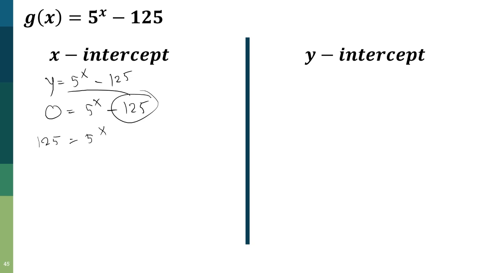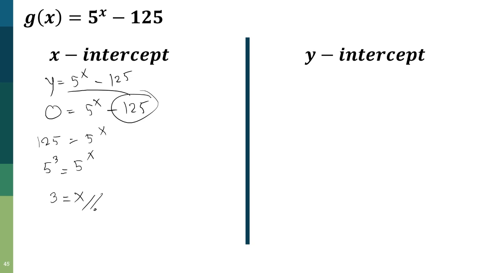is equal to 5 raised to x. 125 is a perfect cube of 5. Okay, that is 5 cubed is equal to 5 raised to x. Since we have the same bases, we will focus on our exponents. That is 3 is equal to x, and that is our x-intercept.